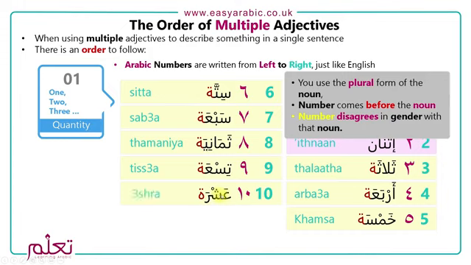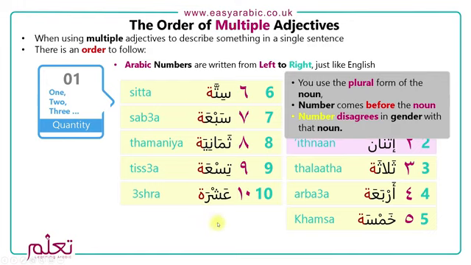In future lessons we'll go through and do more examples on numbers, and then we'll cover from 11 all the way to 100, and then 200, 300, 1,000, a million, etc. We'll have a lesson dedicated just to the numbers, and we'll do more exercises with these numbers, inshallah.